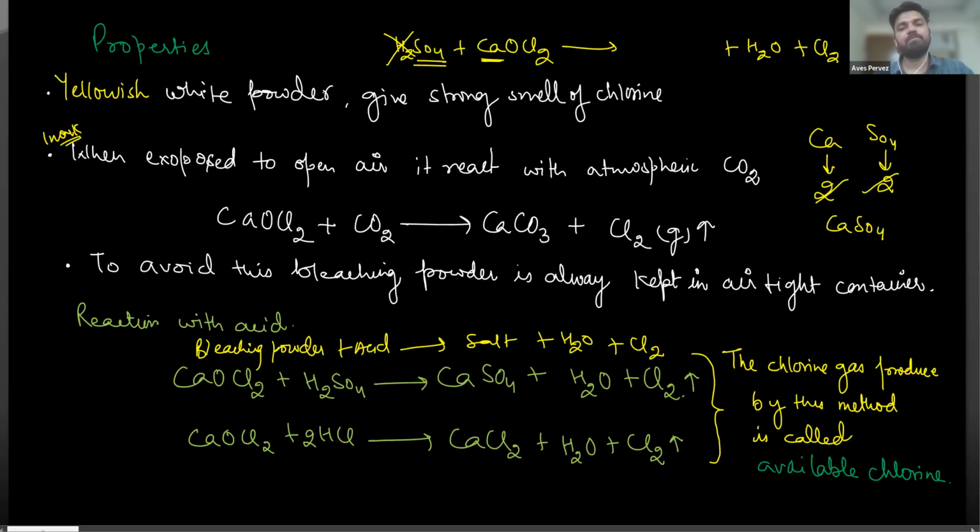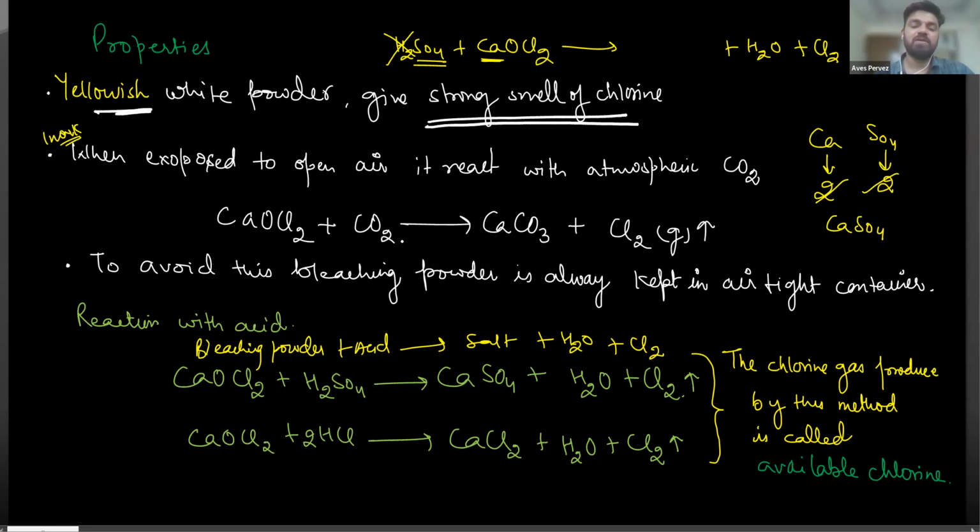What are the properties of calcium oxychloride or bleaching powder? It is a yellowish white powder with a strong smell of chlorine. Keep in mind that many times it will be asked: a compound X with a strong smell of chlorine. What does it mean? It means bleaching powder.